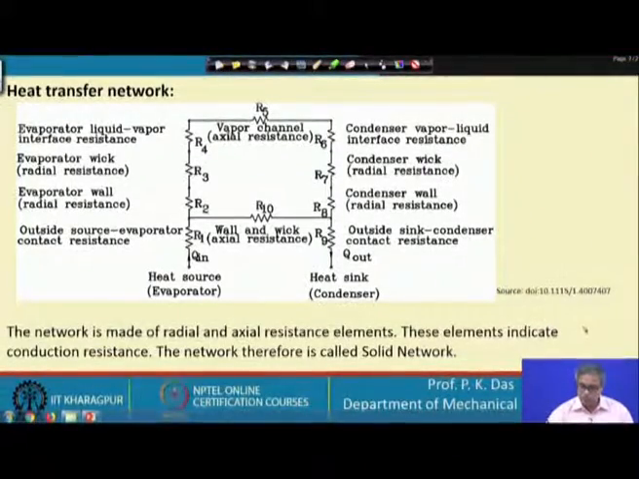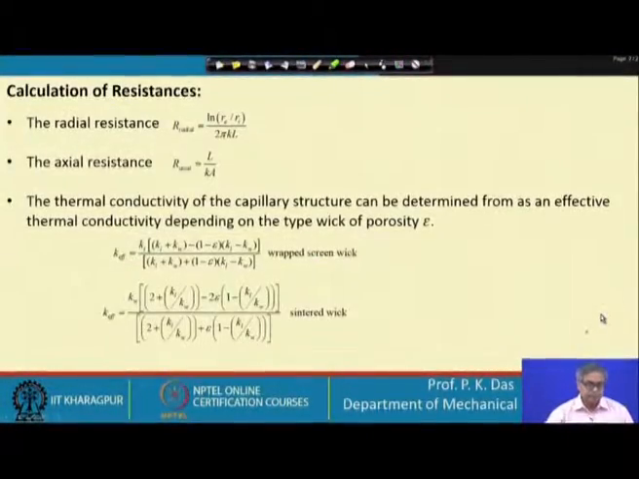So, let us move to the next slide. Calculation of resistance. We can see that our network model will have different kinds of resistances. So, we can calculate the resistances. The radial resistance is given by this, very well known for a circular tube.